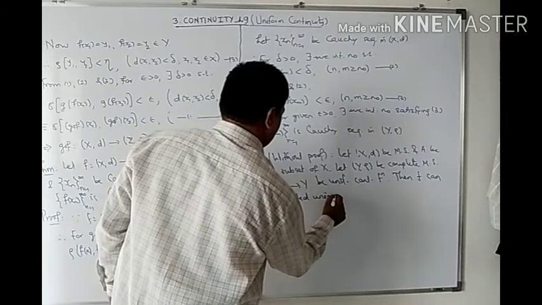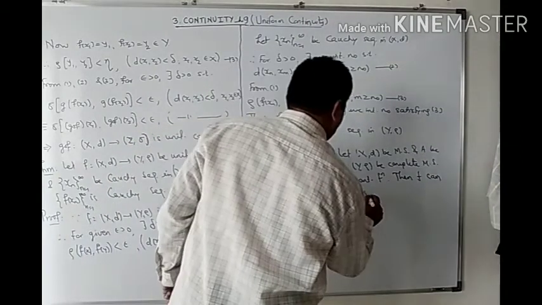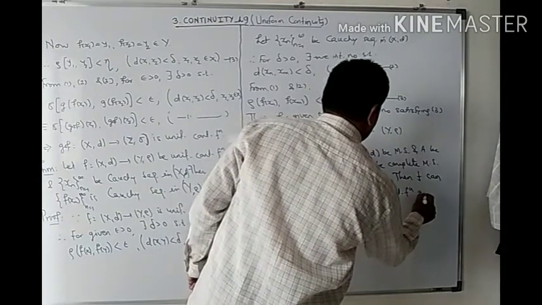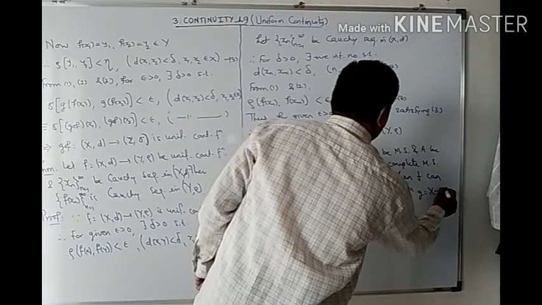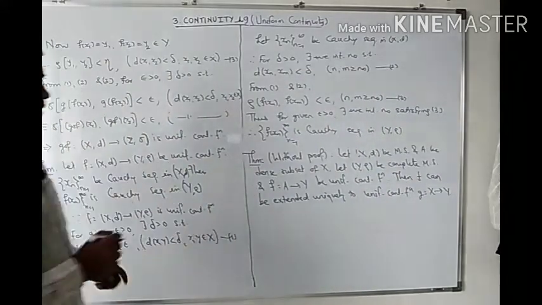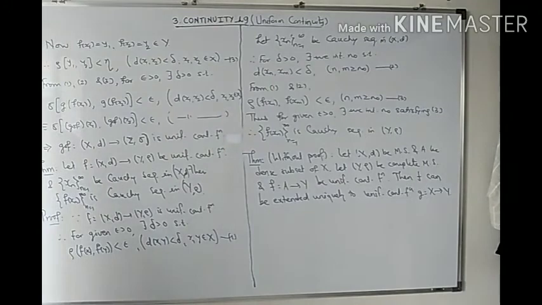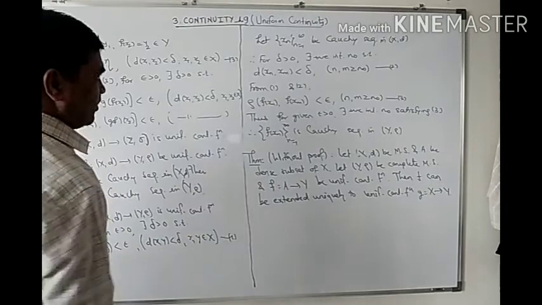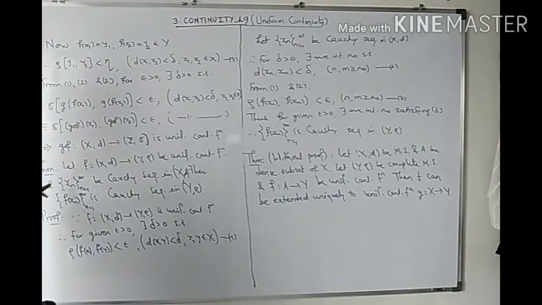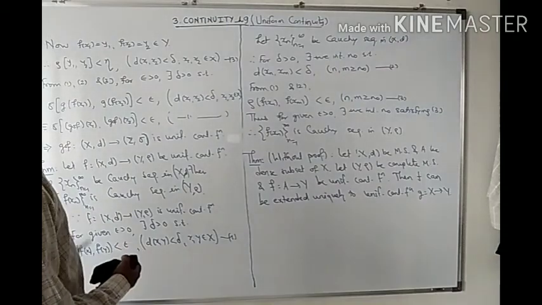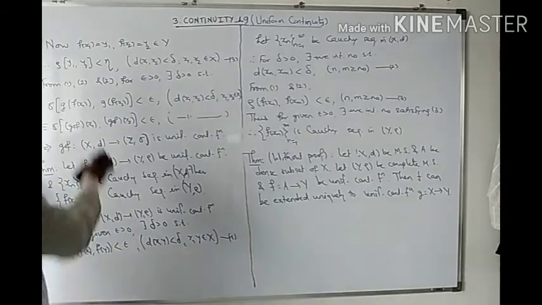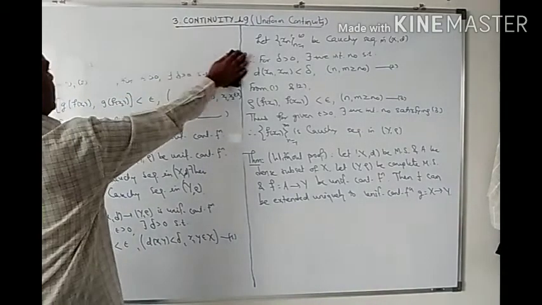uniquely to a uniformly continuous function g from X to Y. We'll prove this theorem with the help of these facts: a uniformly continuous function maps a Cauchy sequence to a Cauchy sequence, the composition of uniformly continuous functions is continuous, and the denseness property of A.